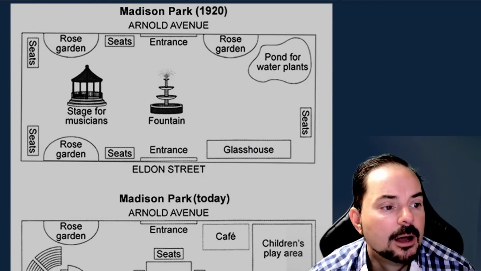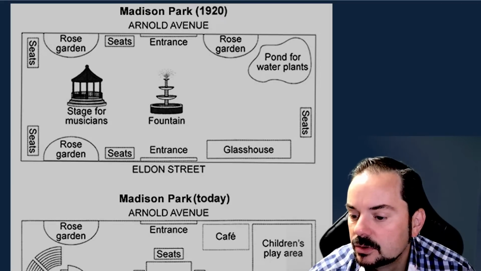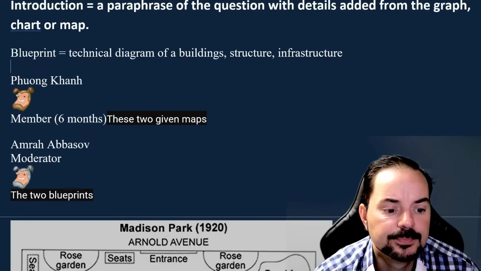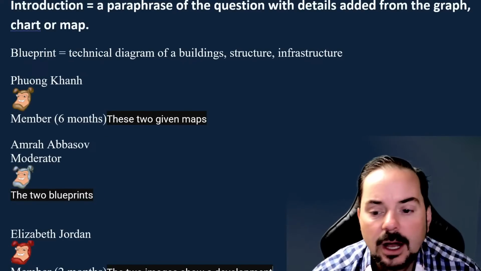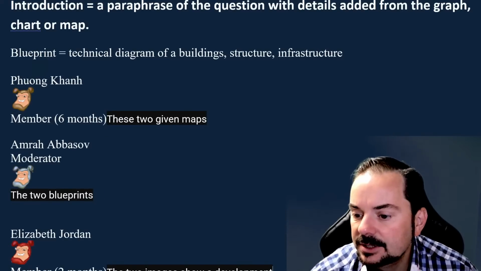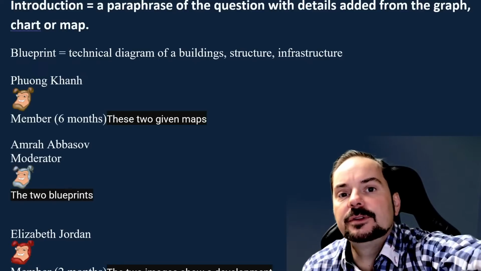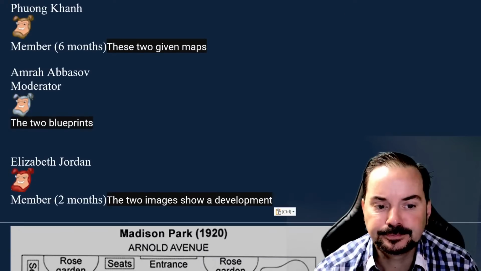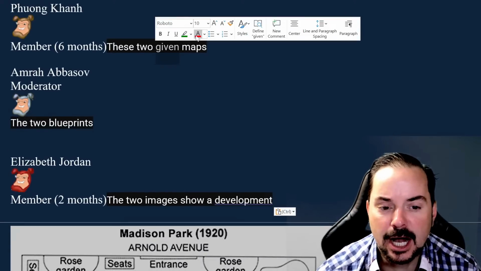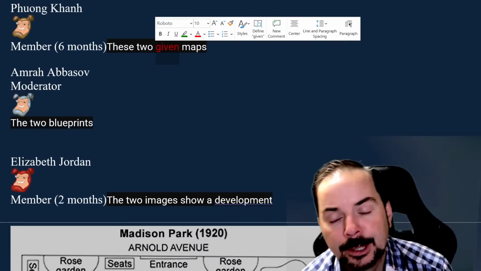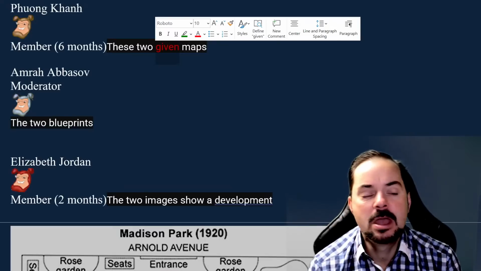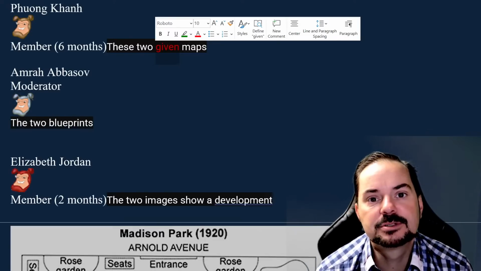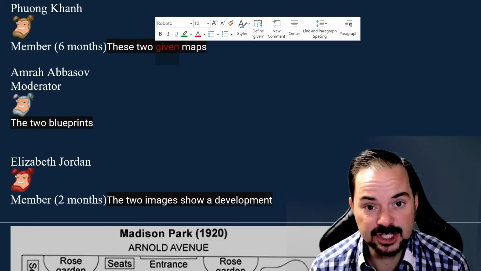Okay, all right. Elizabeth says the two images show the development. Good. And I'm happy to see that none of you are really writing words like below. Fuang, even saying given is unnecessary. It's kind of weird to tell your reader that, oh, sneeze coming, that you have a location for maps or that they're given. It just is.